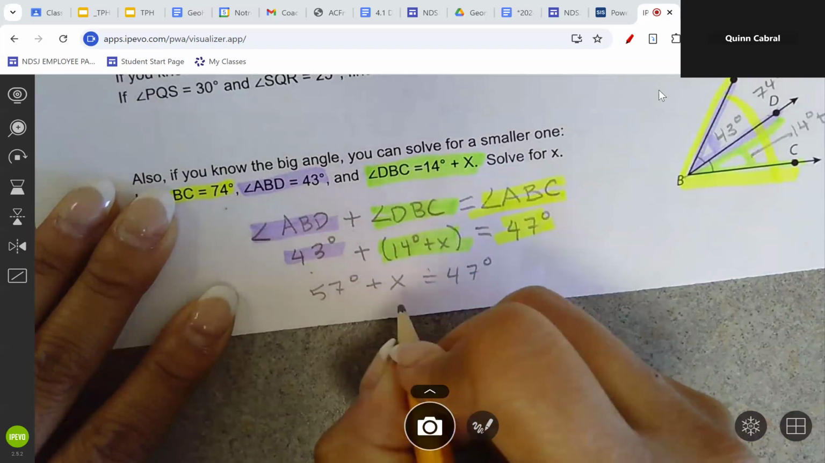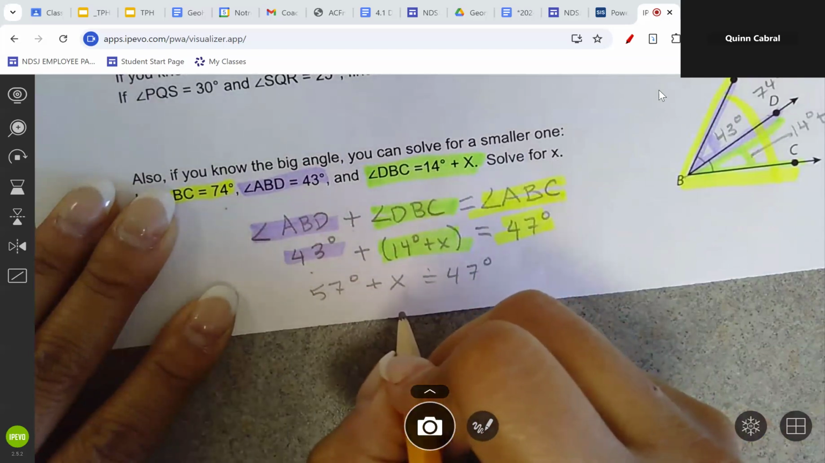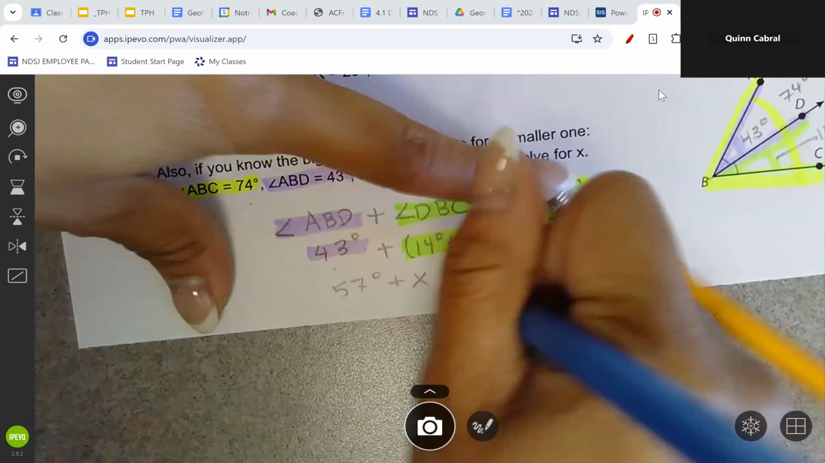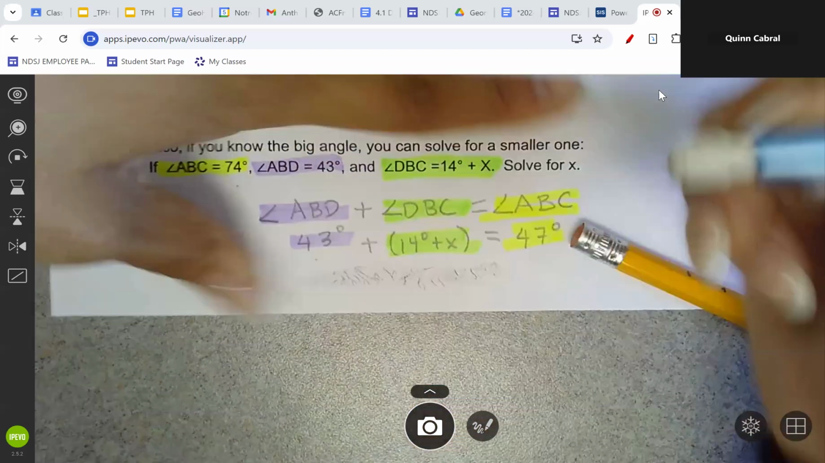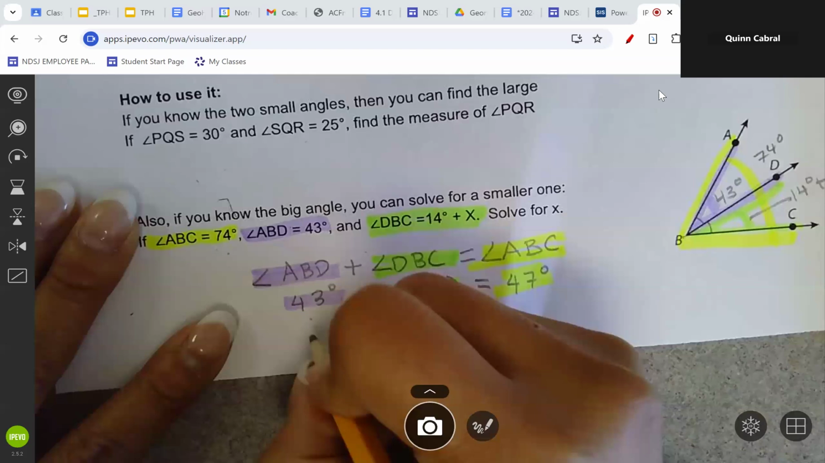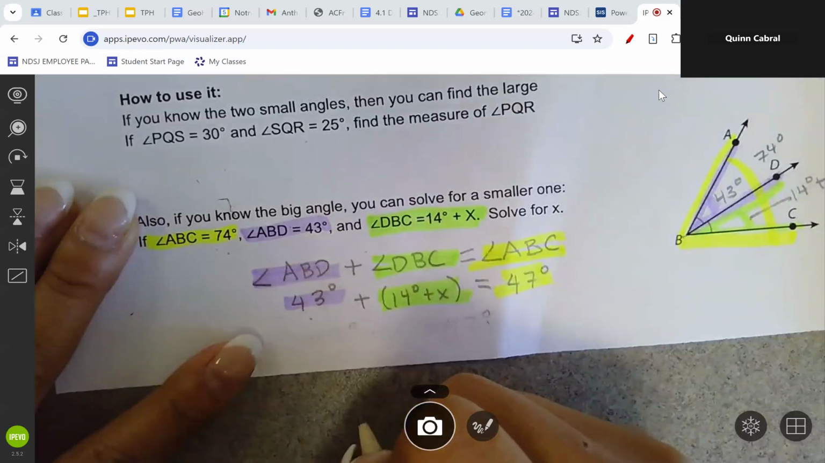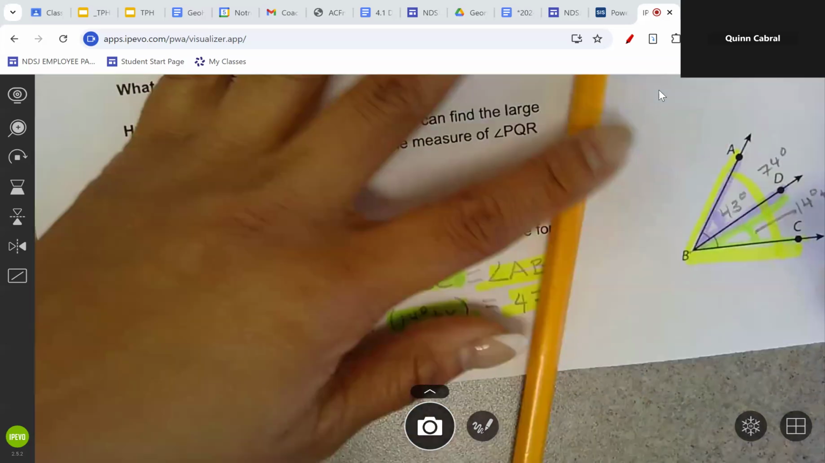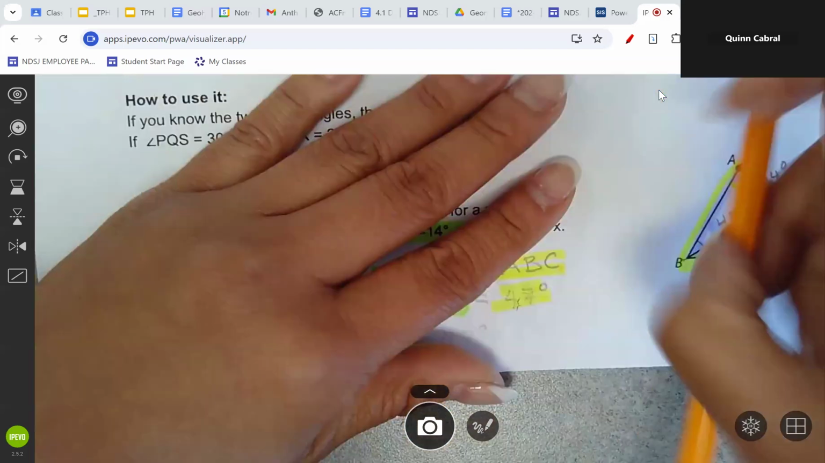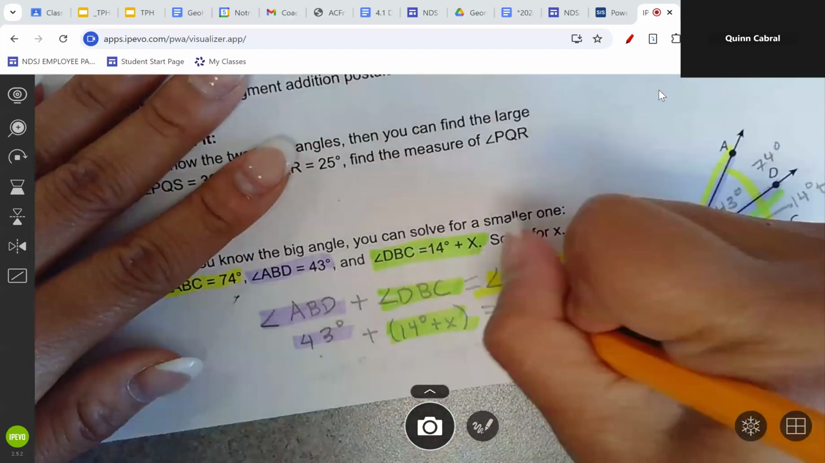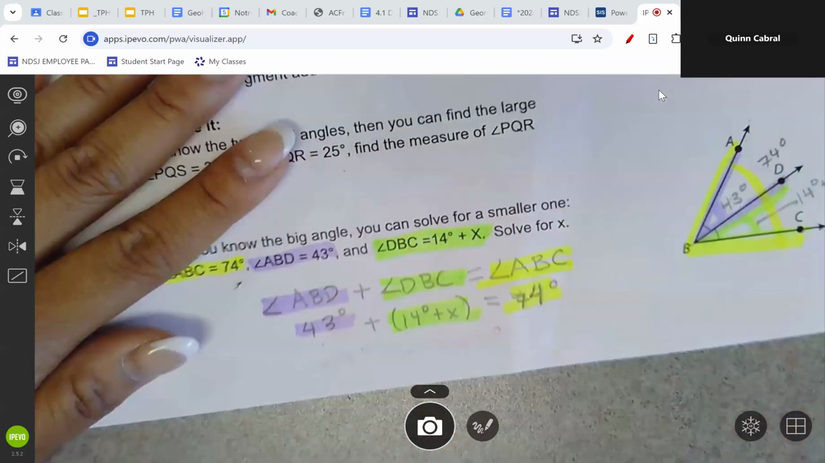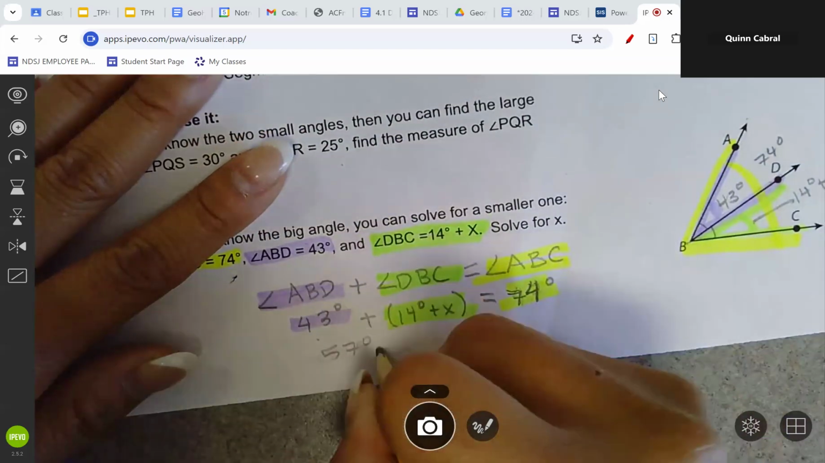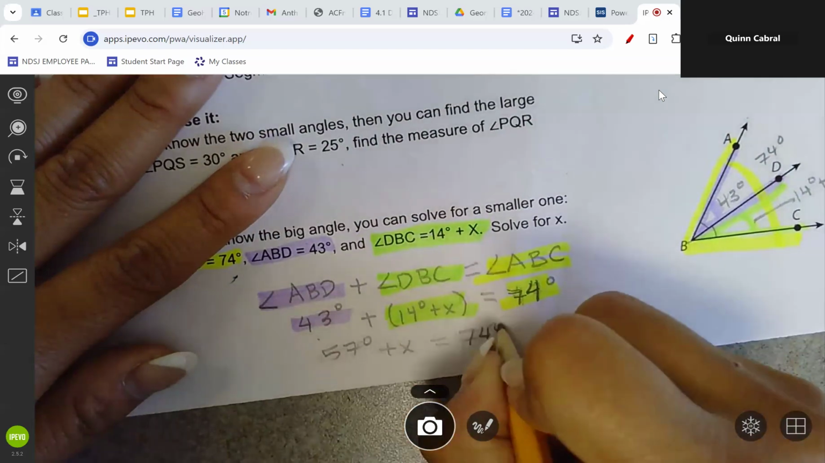Let's see. Yes? No. Oh my goodness, brain. That's why we have erasers. Okay, 43 plus 14 is, oh wait, no, I'm right. Wait. Where did 47 come from? Oh my goodness, y'all. This should be 74. Y'all gotta catch me on this stuff. 74. Switch that, please. Okay, so now we can do 57 degrees plus X is equal to 74 degrees.